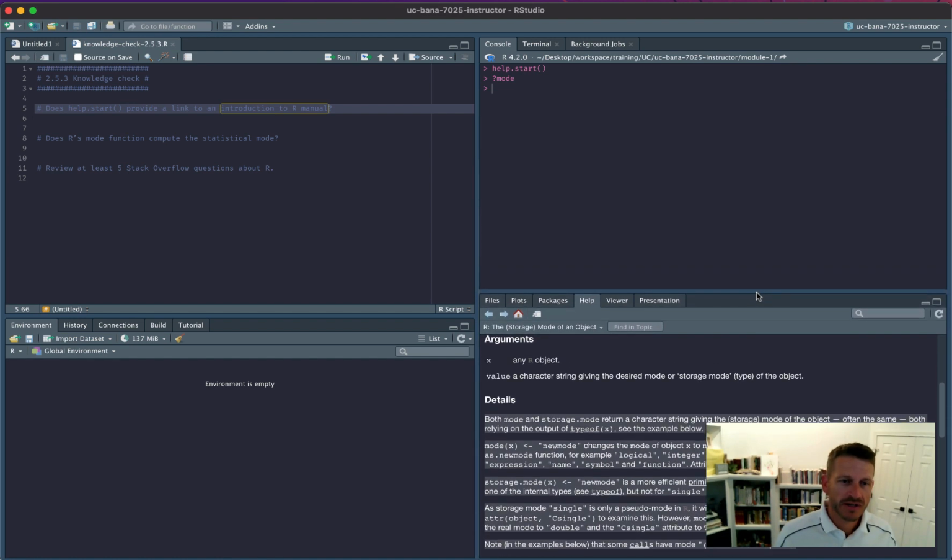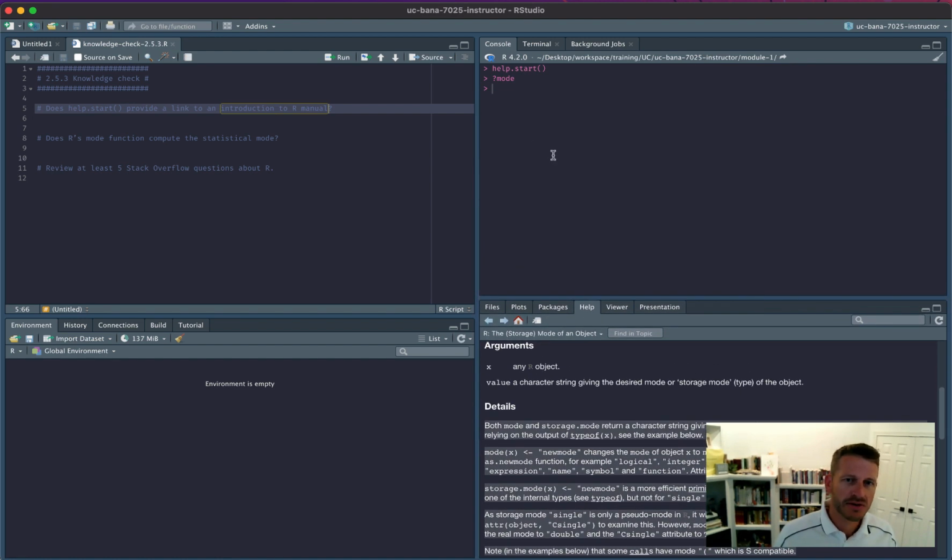It's quite interesting because R is designed to be a statistical programming language, but if you want to compute the mode, there is no mode function. There are other packages that provide that capability, but don't go to the built-in mode function thinking that you're going to get the mode of a series of values.